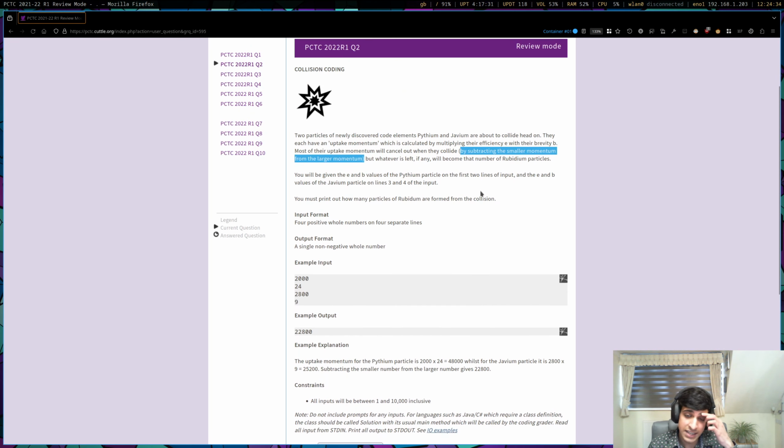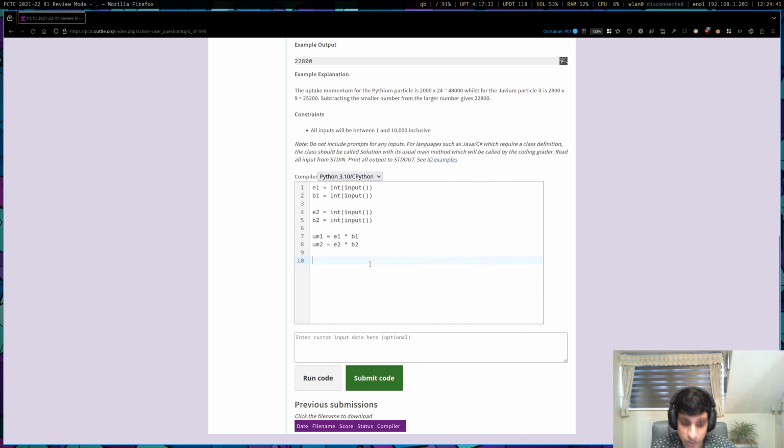So what we can do is we can either try and find the larger one and the smaller one and do what it says here, which is subtract the smaller one from the larger one. But that will require a few more if statements, and that's just a bit more complicated. So what we can do is we can use the absolute command in Python.